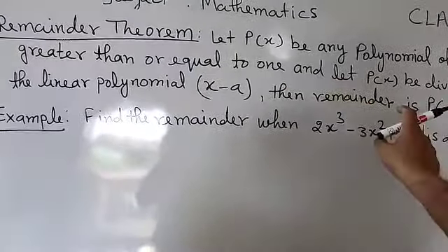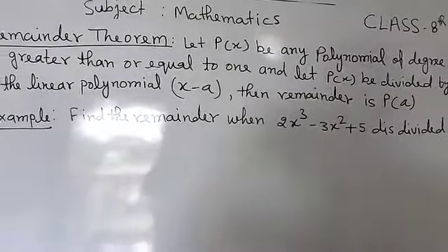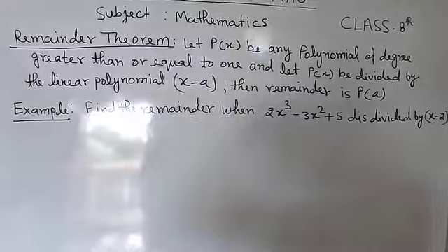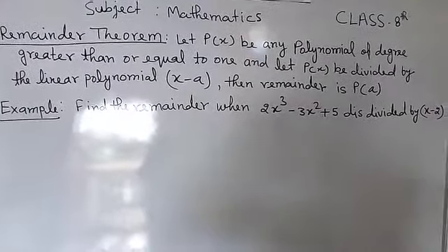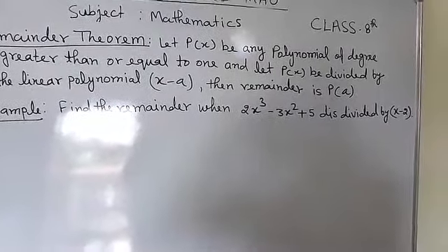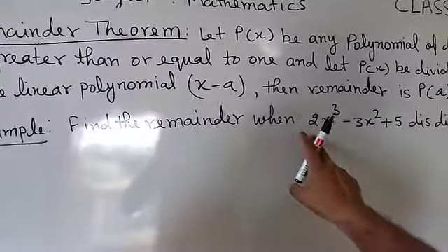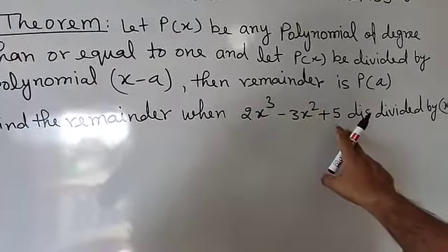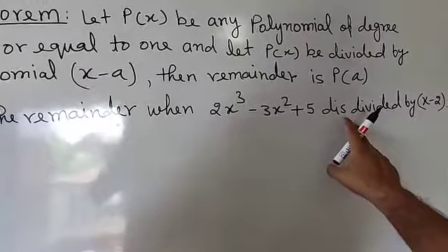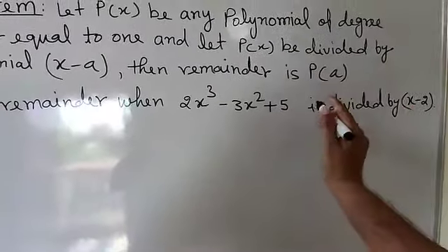It means if x is replaced by a, then after calculating this, whatever value you get will be the remainder when the polynomial is divided by x minus a. I am going to explain that remainder theorem with an example. Here I have written a question: find the remainder when 2x cube minus 3x square plus 5 is divided by x minus 2.